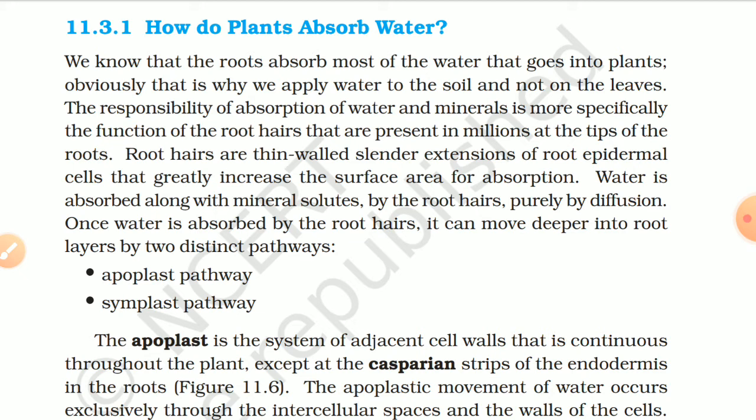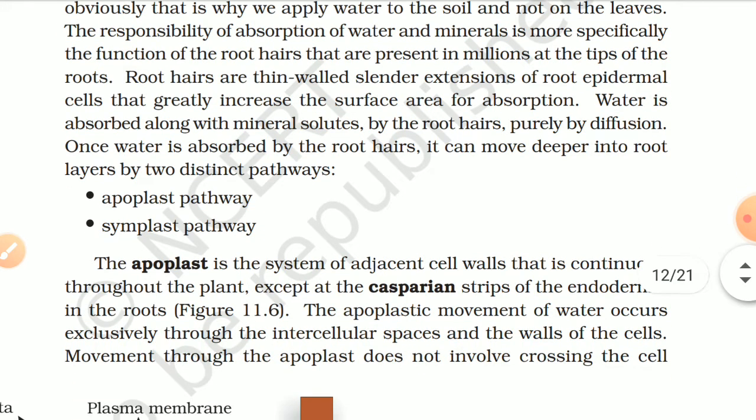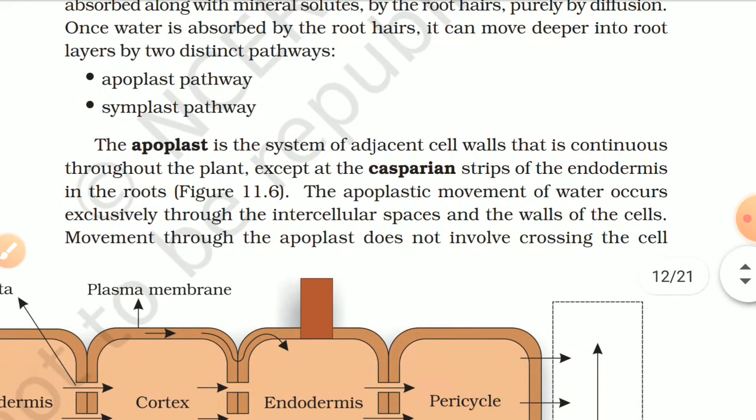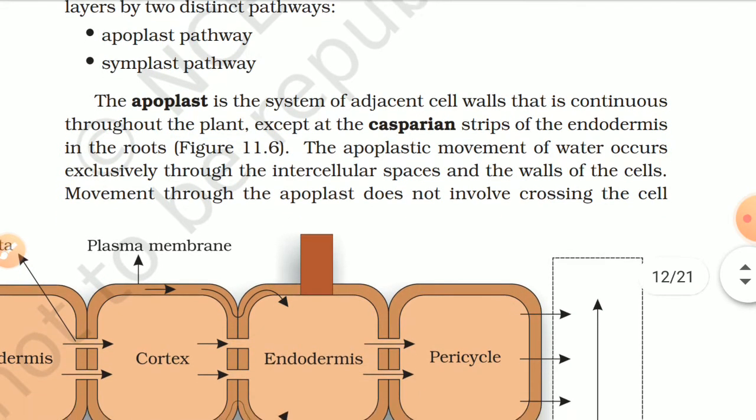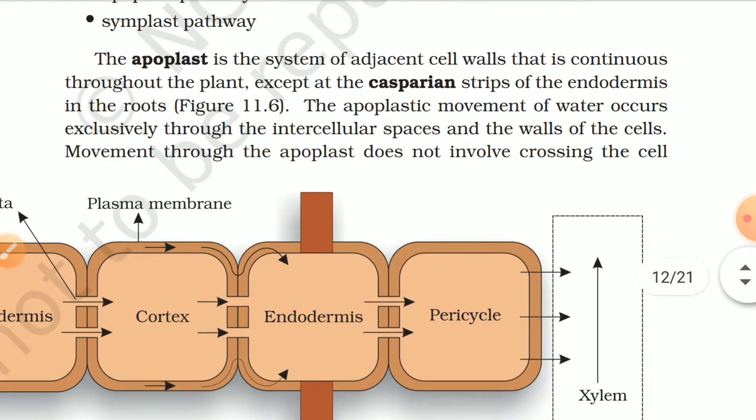Water is absorbed along with mineral solutes by the root hairs purely by diffusion. Once water is absorbed by the root hairs, it can move deeper into root layers by two distinct pathways: the apoplast pathway and the symplast pathway. The apoplast is the system of adjacent cell walls that is continuous throughout the plant except at the Casparian strips of the endodermis in the root.